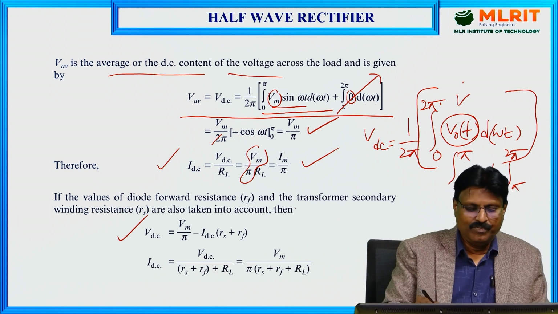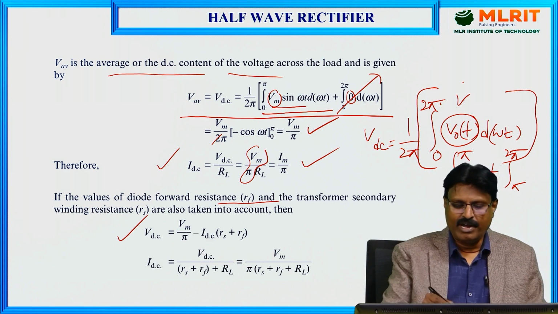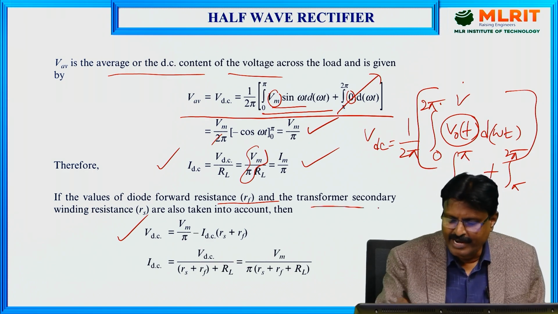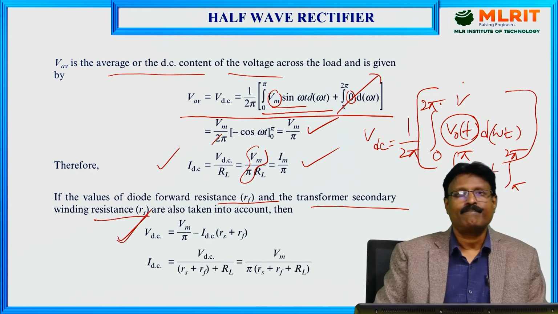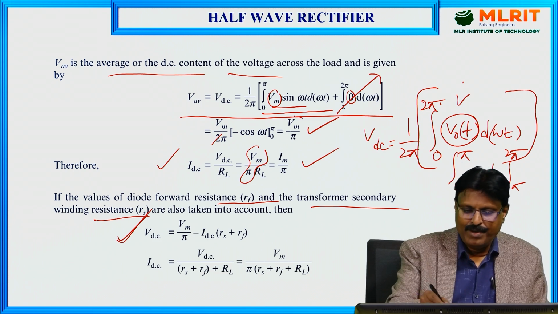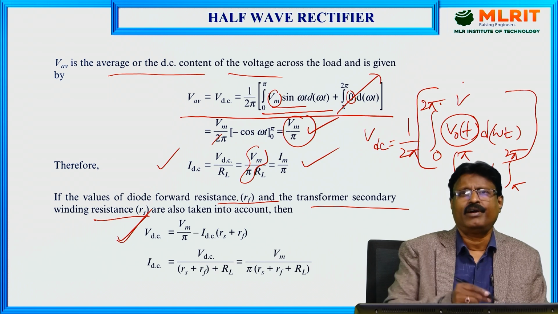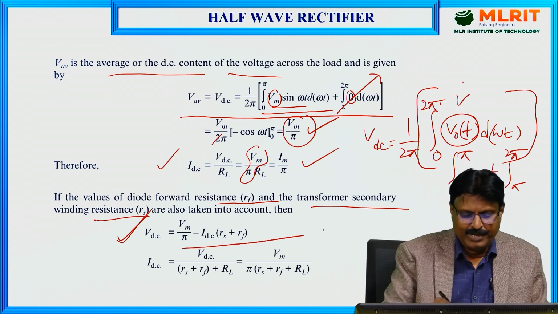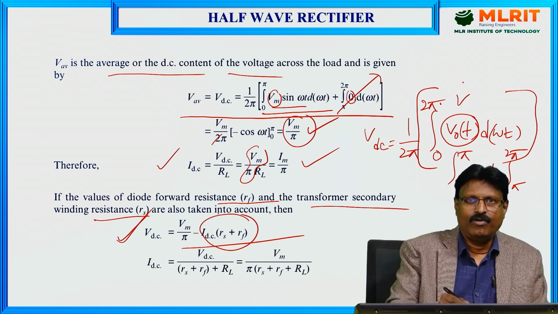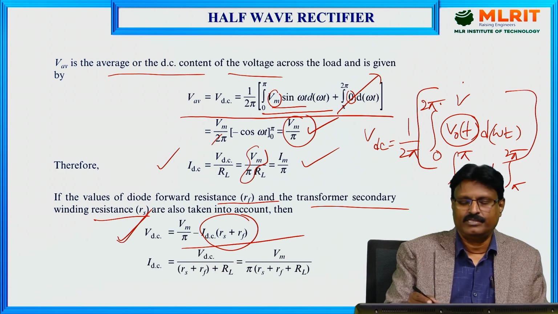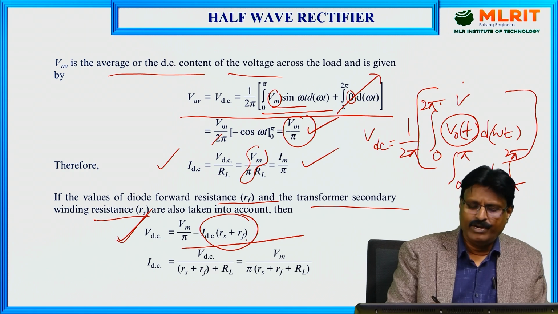Suppose we consider the diode resistance into account, that is called RF, the forward resistance of the diode, as well as the transformer secondary winding resistance, then what is the value of VDC? You know the value of VDC as Vm by pi in the ideal case. But here I am considering RF as well as RS. So this equation can be changed as Vm by pi minus the drop across the diode forward resistance and the secondary winding resistance. So Vm by pi minus IDC into (RS plus RF).